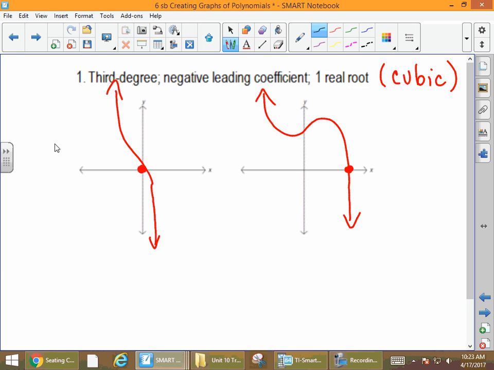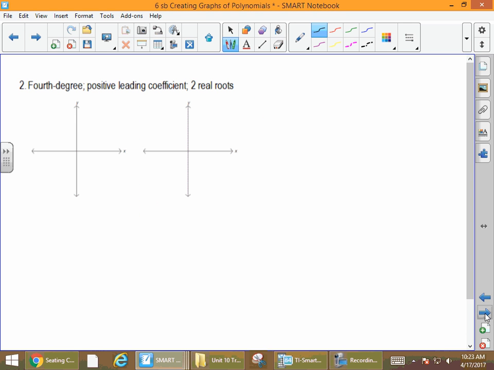As we look at the next problem here, it's a fourth degree. And what do we call a fourth degree polynomial? Oscar? It's quartic. Just getting some of the vocabulary back. And we've got a positive leading coefficient and 2 real roots. So before I draw, anybody interested in drawing their polynomial? I'll ask again in a minute.